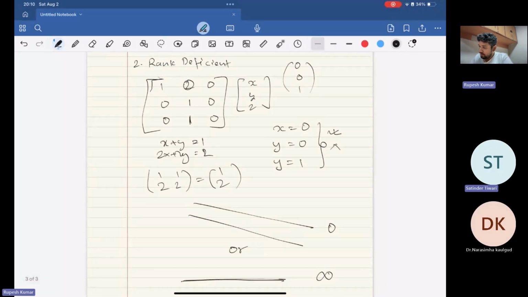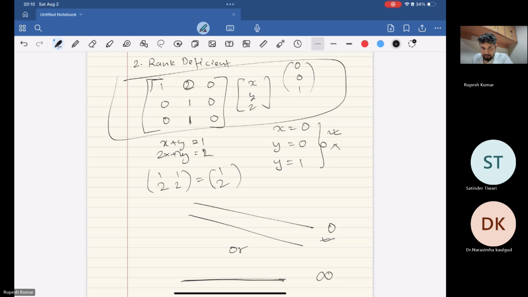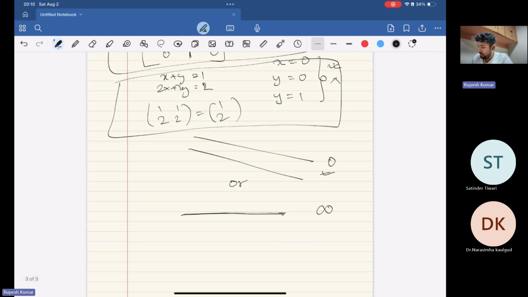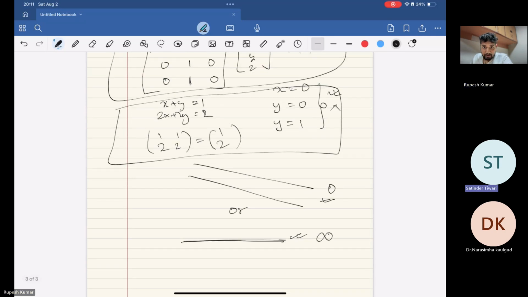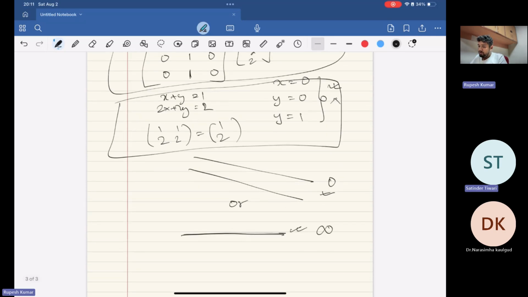For the example that I showed here, I was having the parallel case. For the second example, you are showing the coincident case, where infinitely many solutions are possible, right?